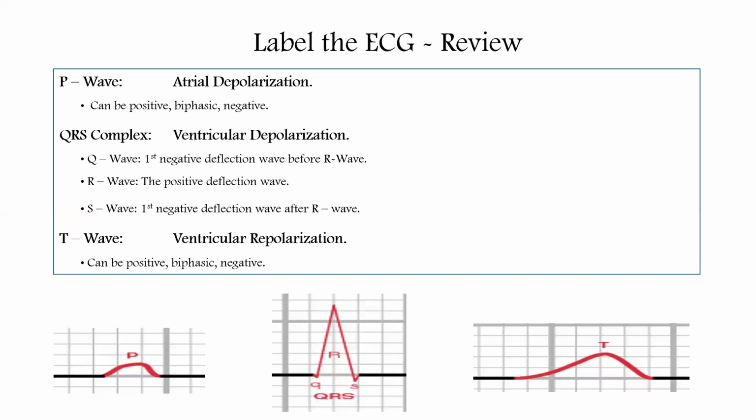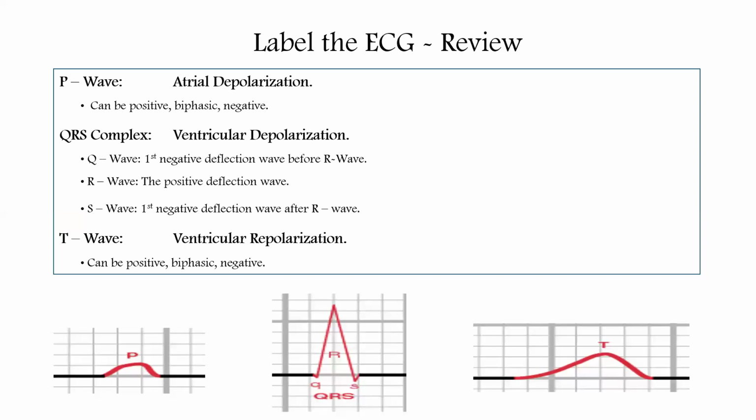Okay, so let's look at how you label your ECG. Of course, we've said the first deflection upwards becomes your P wave. Your P wave can either be positive, biphasic, which means it is neither negative nor positive, or negative. Negative, of course, because of probably the anomalies that your patient may be having. So the first deflection upwards or even downwards becomes your P wave.